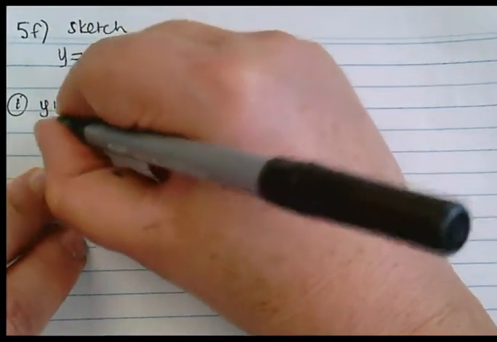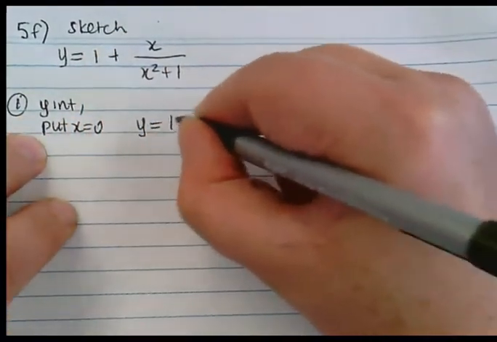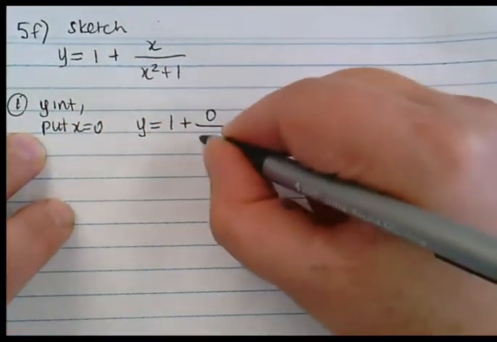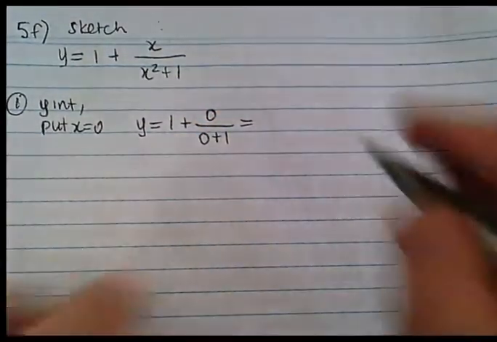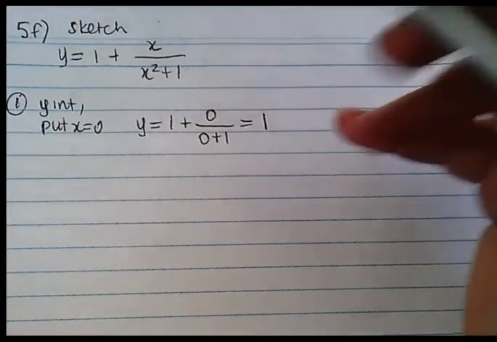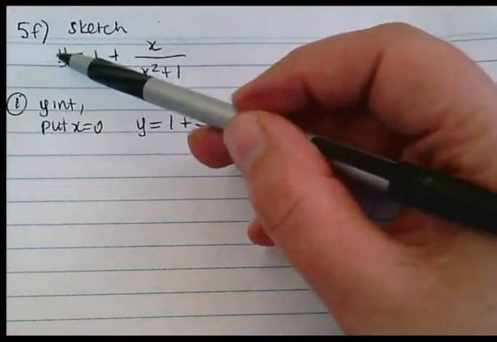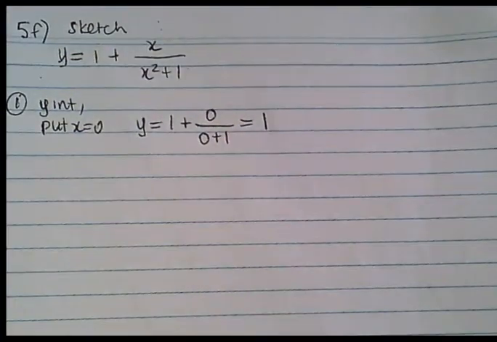So let's do the y-intercept. Let's put x is 0. And what do you get? Y is 1 plus 0 over 0 squared is 0 plus 1. What do you get? 1. Now, I don't think I want to put y is 0, oh look, we could try, but we could. Let's try it.